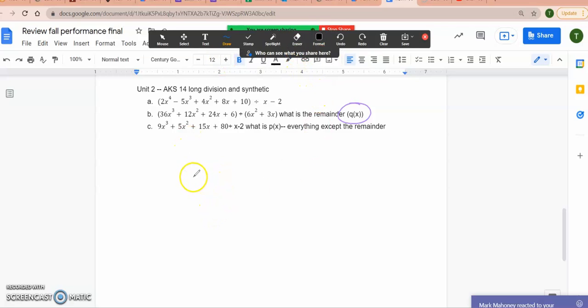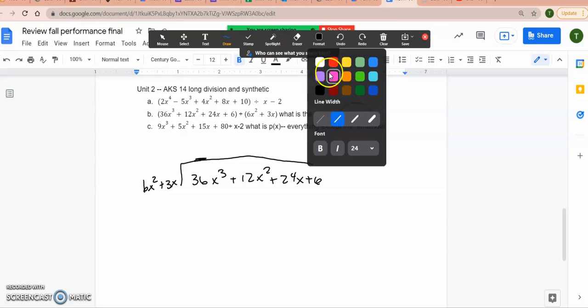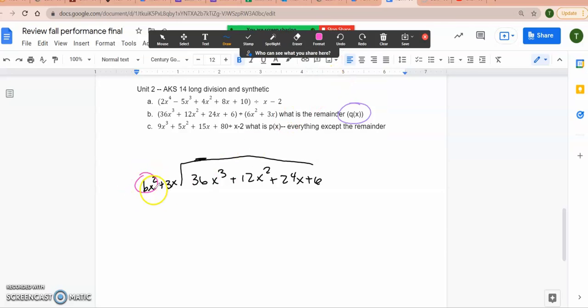All right, so long division. We're going to put all this mess underneath the division house. 6x squared plus 3x. That's a hot mess. All right, so then you're going to ask yourself, what times 6x squared is equal to 3x cubed? So I'm going to make that visual. We're always going to use the first terms. Okay, so that would give me 6x.